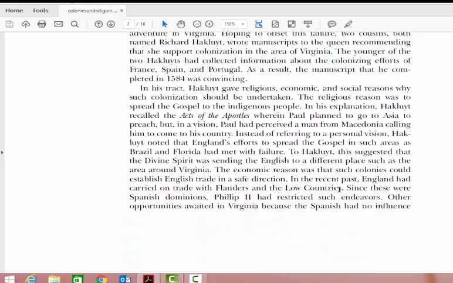Right here, look what it says. England had carried on trade with Flanders and the Low Countries. Since these were Spanish dominions, Philip II had restricted such endeavors. So when the English came over here, there was the question: where do we settle? Where do we want to settle? And you notice that all of a sudden the Spanish were already here.